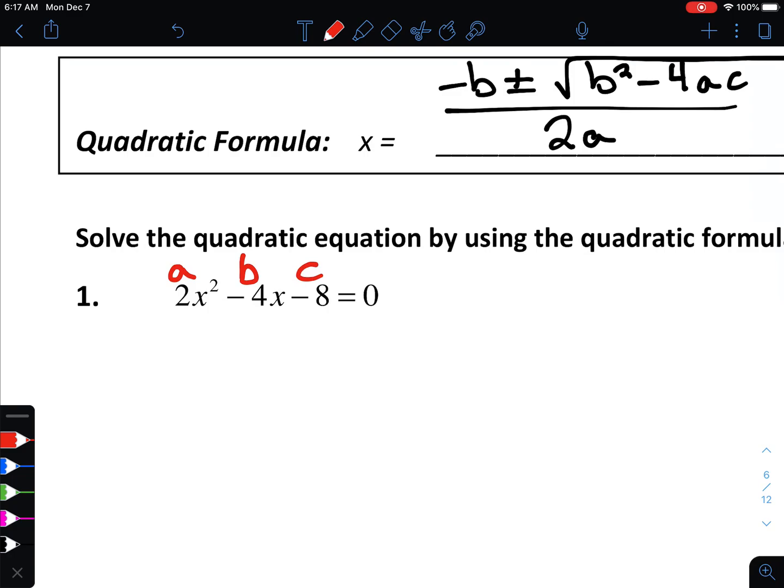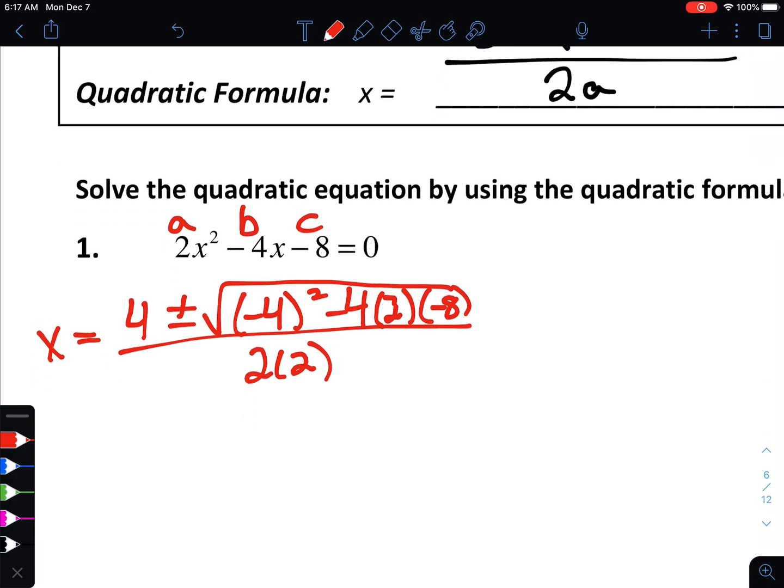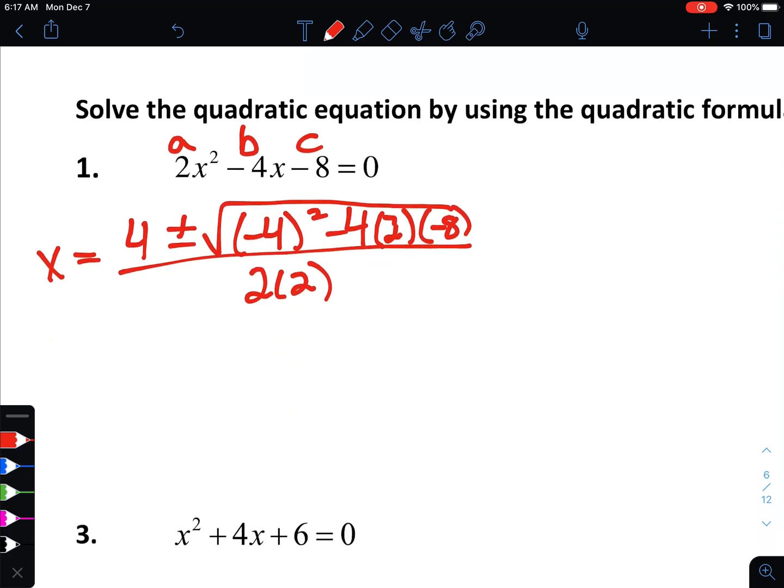Okay, so plugging those into our quadratic formula, we're going to take the opposite of b, the opposite of -4 is +4, plus and minus the square root of b squared, so -4 squared, minus 4a, which is 2, multiplied by c, which is -8, all over 2a, so 2 multiplied by 2. And this is all equal to x. These are our x-intercepts.